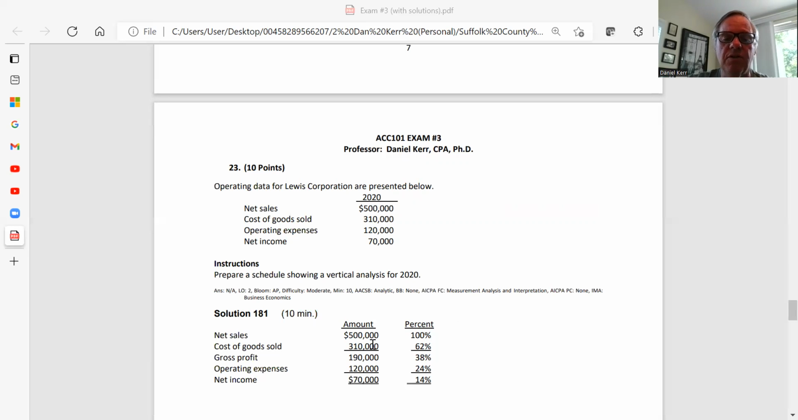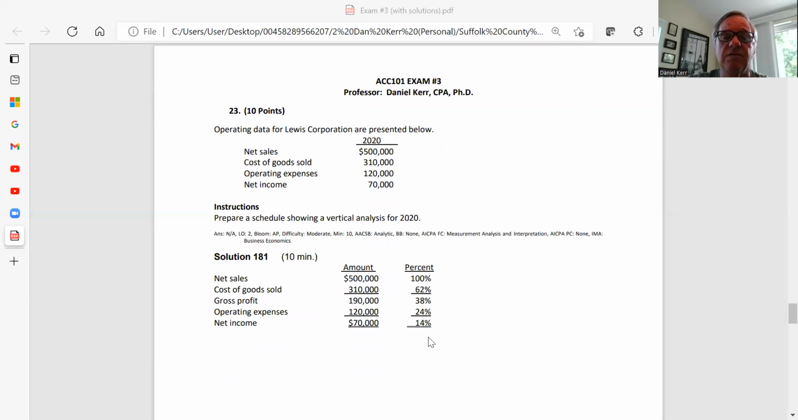Cost of goods sold, 310 divided by 500 gives you 62%. Gross profit 190 divided by 500,000 gives you 38%. Operating expenses 120 divided by 500,000 gives you 24%. And net income 70,000 divided by 500,000 gives you 14%.